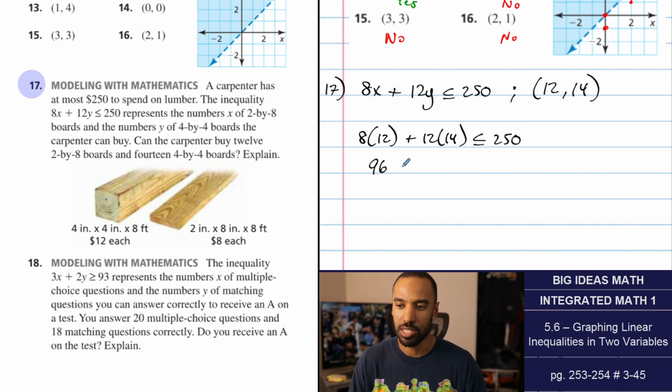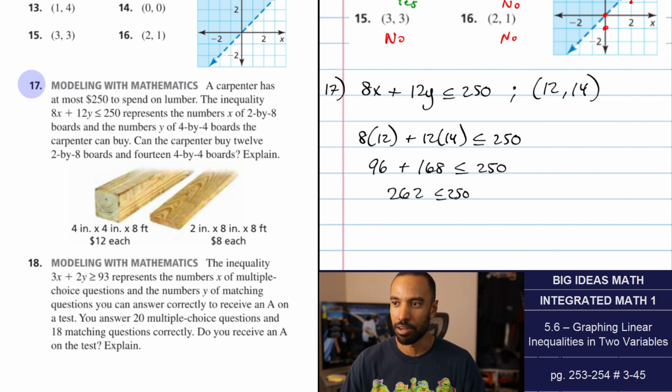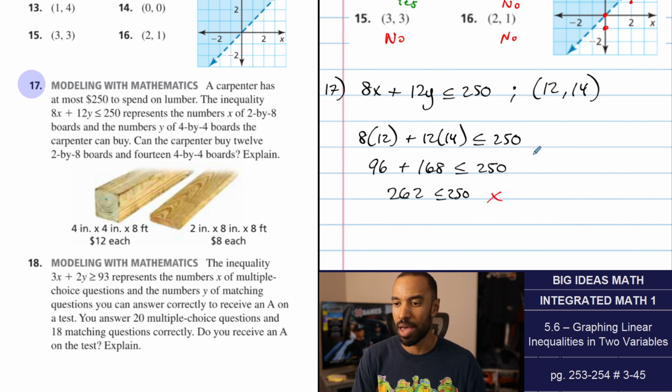8 times 12 is 96. 12 times 14 is 168. So is this less than or equal to 250? I don't think so. I think that is 262. Help me out there. 262. 262 less than or equal to 250 is a negative. So can the carpenter buy this many? No.